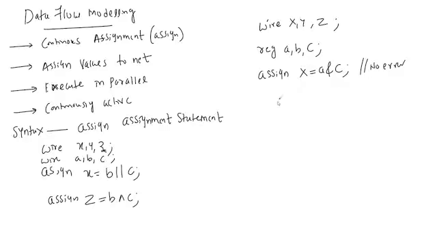But suppose you give assign a equal to a or b. You will get an error. Why? Because this a value you declared with the reg data type, and you are assigning it on the LHS side with the assign statement. You will get an error. Similarly, assign b equal to b xor c.